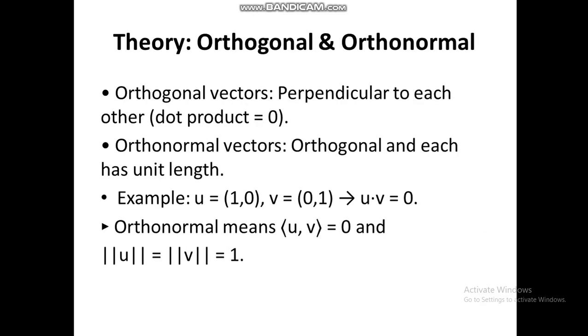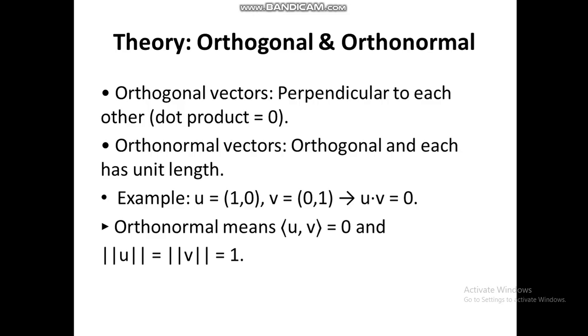So first we need to learn what are orthogonal and orthonormal vectors. So what are orthogonal vectors? If we want to say two vectors are orthogonal to each other, it means they should be perpendicular to each other. That means the dot product needs to be 0. Okay, so what are orthonormal vectors?